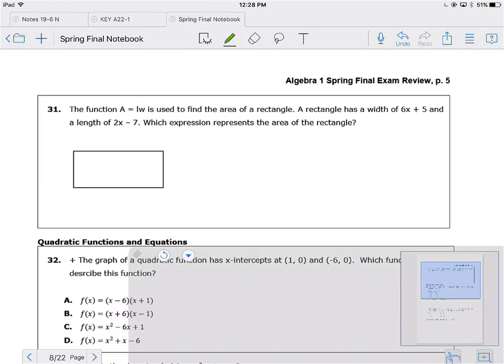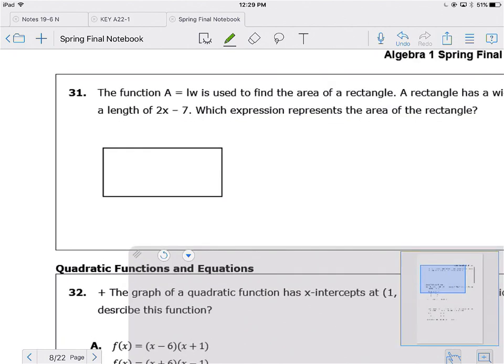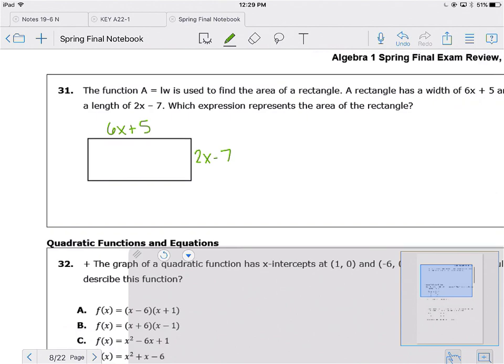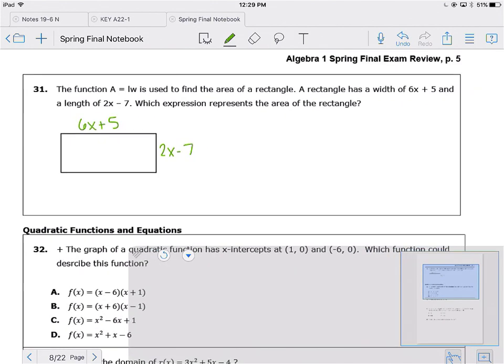So again, problems 31 through 40. Problem 31 says the function A equals LW is used to find the area of a rectangle. The rectangle has a width of 6x plus 5 and a length of 2x minus 7. What expression represents the area of the rectangle? So they want me to figure out the area.